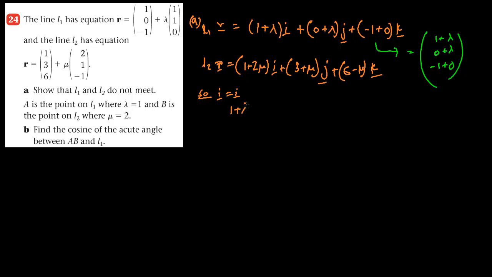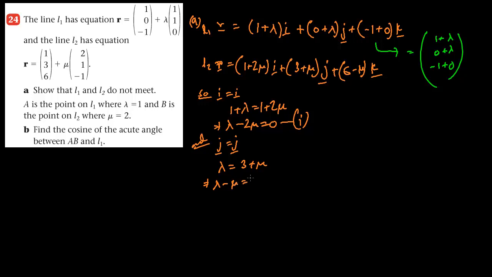So 1 plus lambda should be equal to 1 plus 2 mu, and the equation turns out to be lambda minus 2 mu equals 0, equation 1. And j equals j. So here it would be 0 plus lambda, and the coefficient on the other side is 3 plus mu. So that means lambda minus mu equals 3. This is equation 2. So let's solve this.